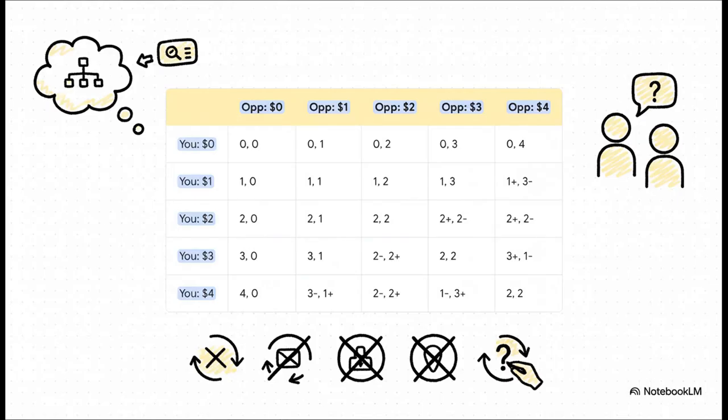Okay, this grid might look a little intense, but don't worry. Think of it as a map of every single possible outcome. Your choices are on the left, your opponent's choices are up top. And in each little box, that first number, that's your payout. The second one is theirs. This is the whole game, laid out right in front of us.